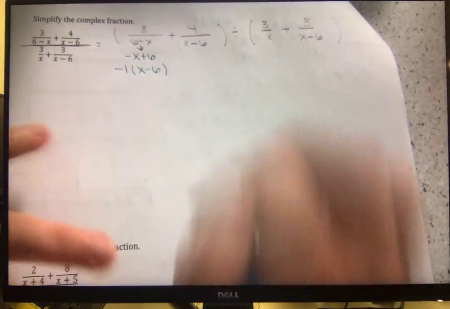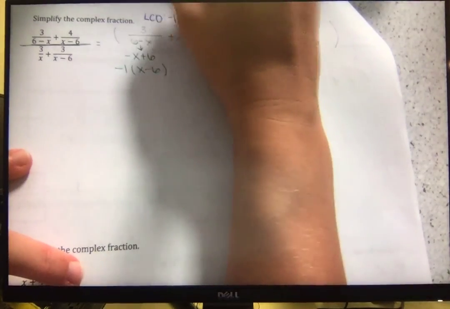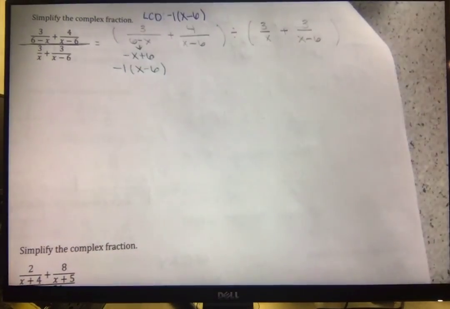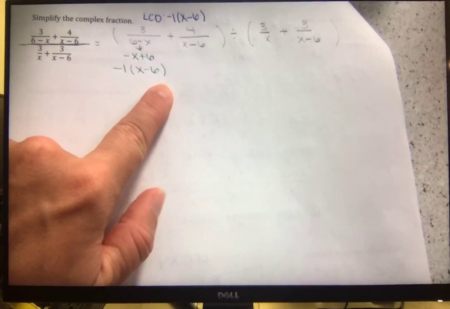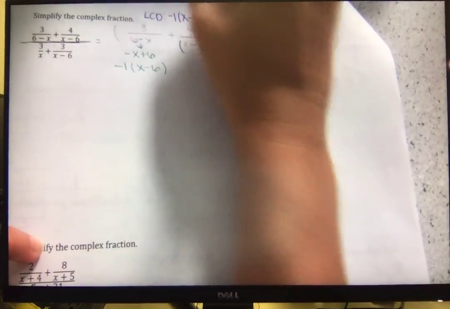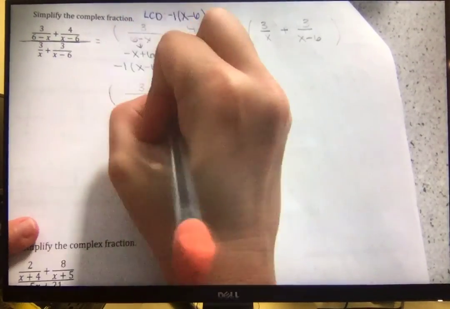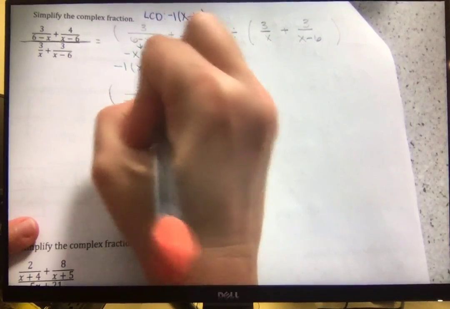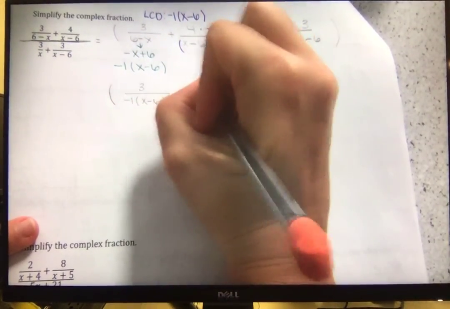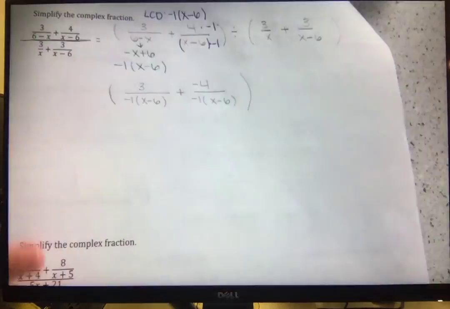What is our LCD? Negative 1 has to be there. What else? X minus 6 has to be there. So our LCD is negative 1 times x minus 6. Our first fraction is already negative 1 times x minus 6 in the denominator, so it's good to go. The second fraction has x minus 6, but it's missing negative 1, so we multiply the top and the bottom by negative 1. That leaves us with 3 over negative 1 times x minus 6 plus 4 times negative 1, which is negative 4, all over negative 1 times x minus 6. Now they are like terms.